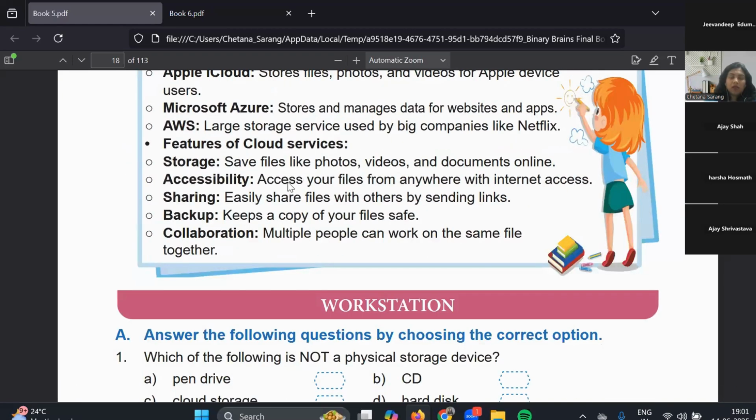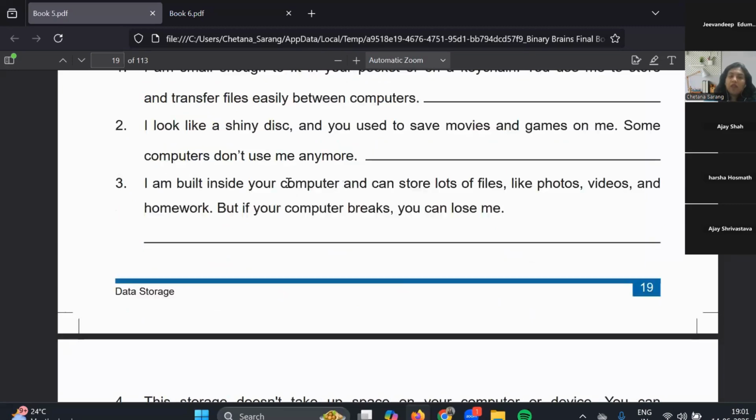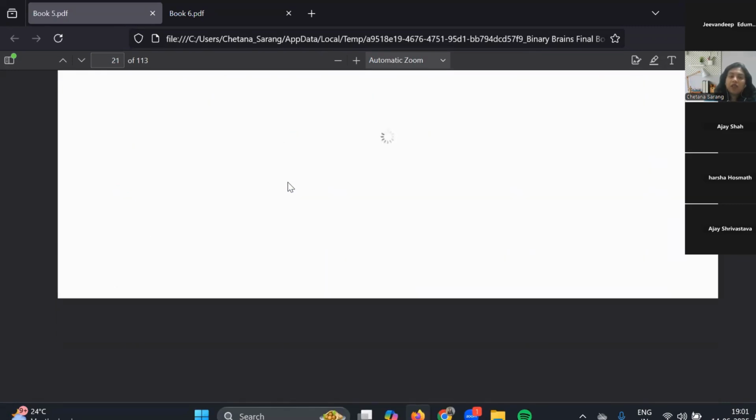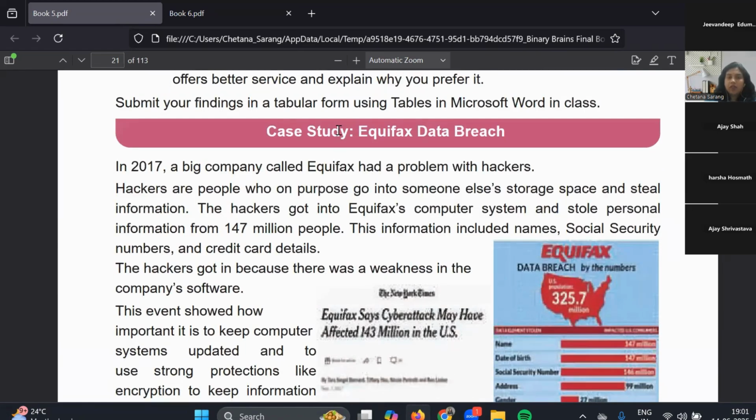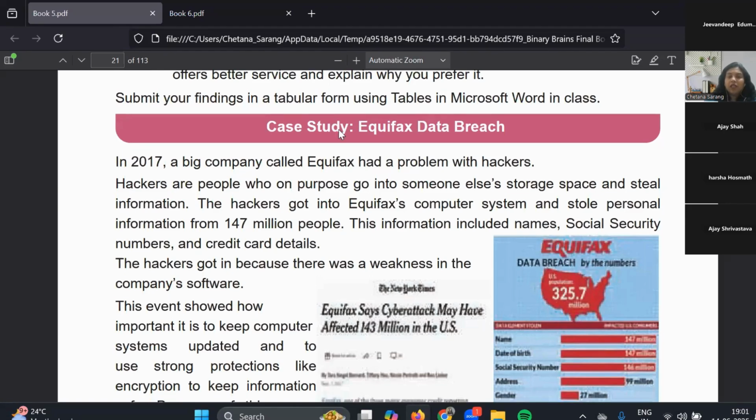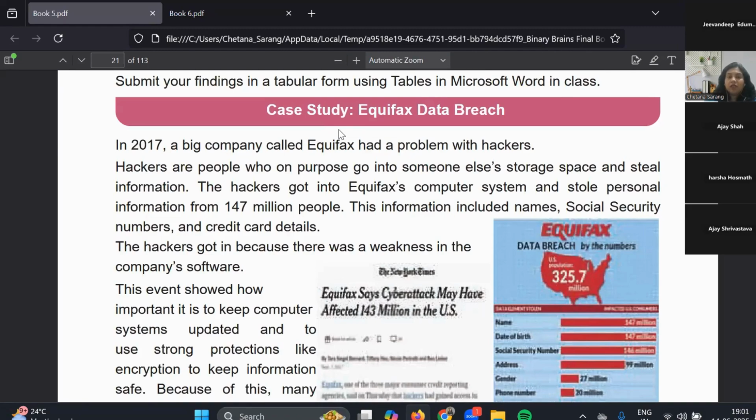This is a summary of it. And from fifth standard, we have something interesting. After the workstation, we have something called a case study, which starts from fifth grade only. Until then, it's just caselet, mini project, and over.